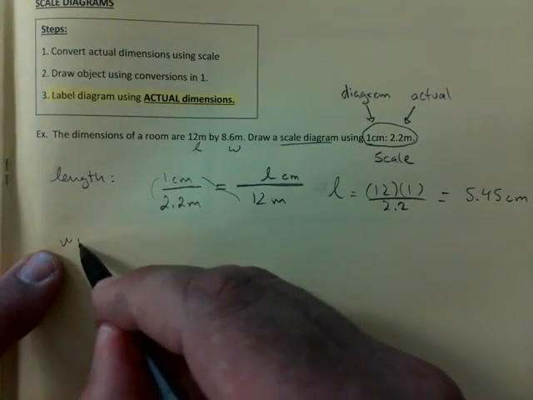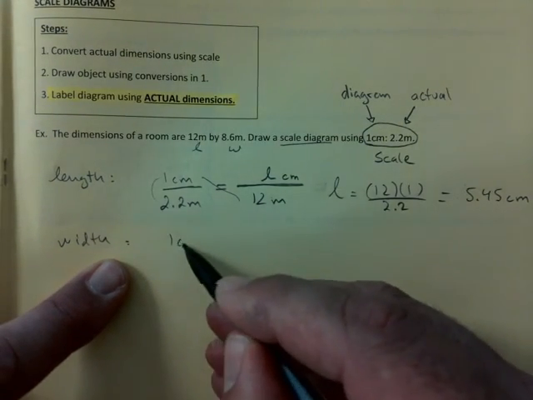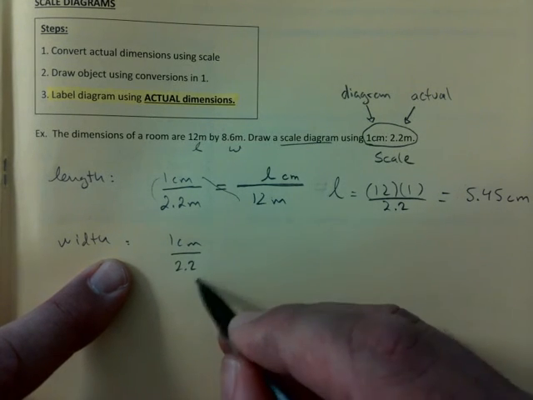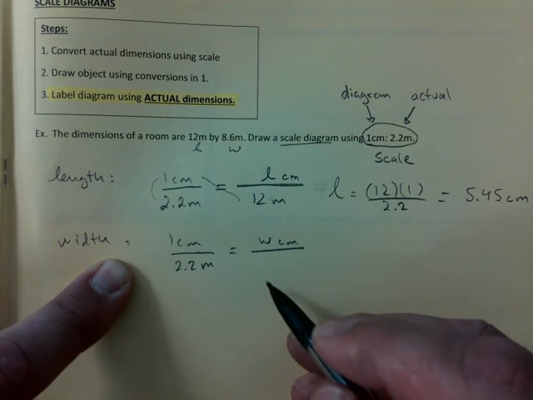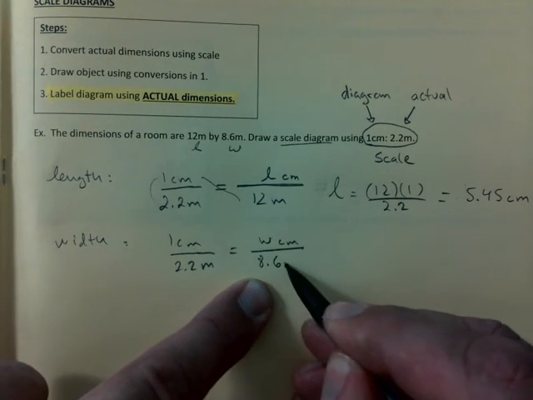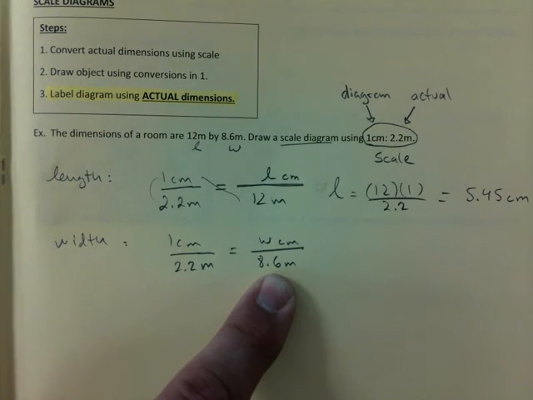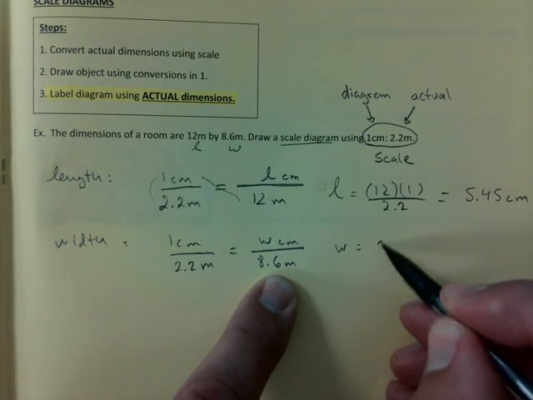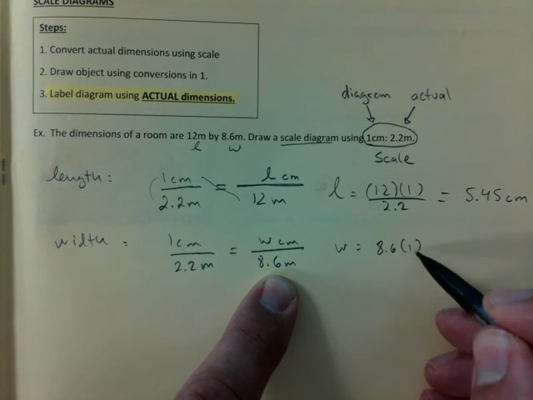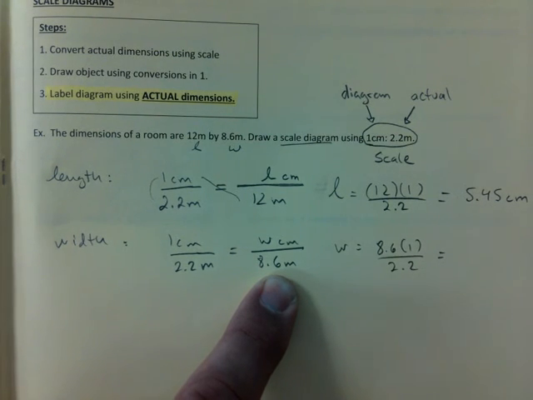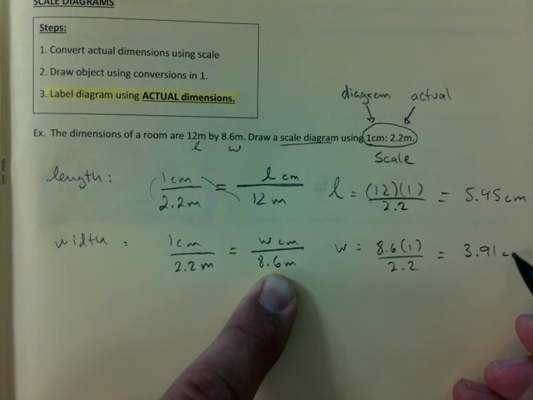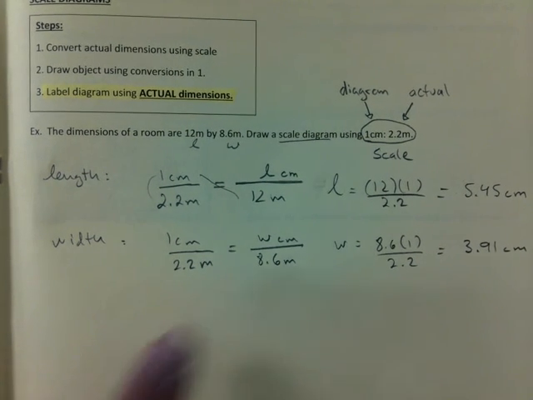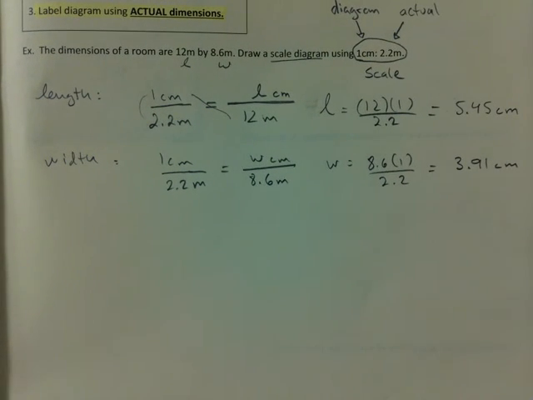And then for the width, same thing. We use the scale, not scale factor, sorry. Width in centimeters. And the 8.6 meters is the actual dimension of the room that I'm supposed to make the diagram for. So width is 8.6 times 1 divided by 2.2. 3.91 centimeters. Boom. So you've made your conversions.